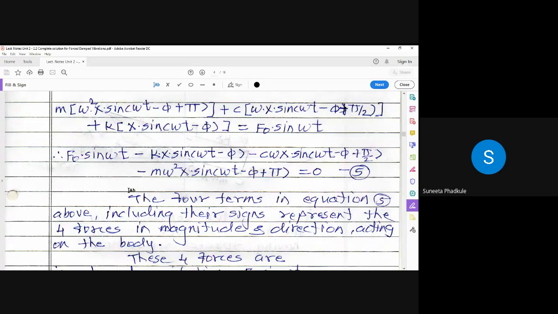So you can tell me now, if I try to draw the vector diagram for these 4 forces, shall I get a closed polygon or an open polygon? Put it in the chat box. For these four forces, if I draw the force polygon, what should I get? Closed polygon or open polygon? Somebody put it in the chat box.